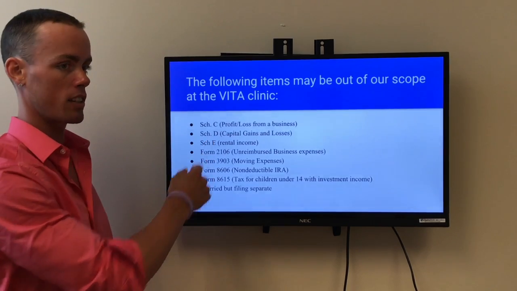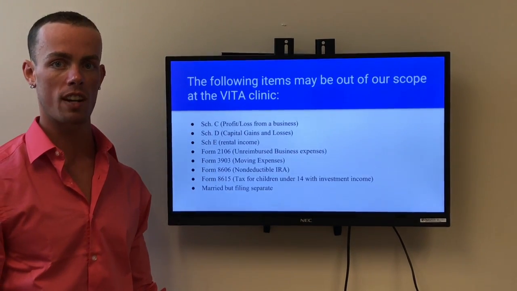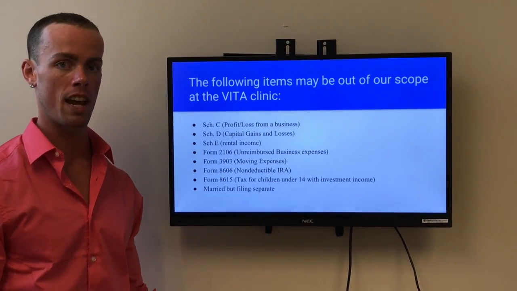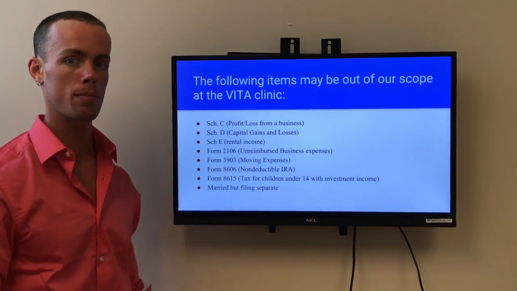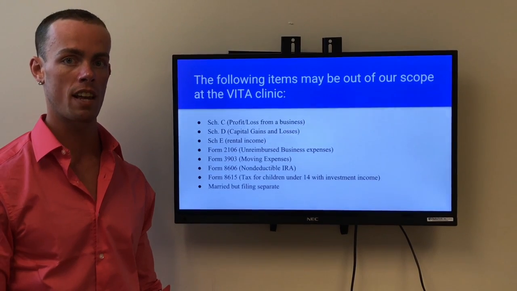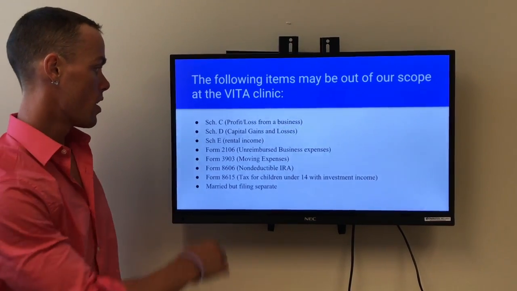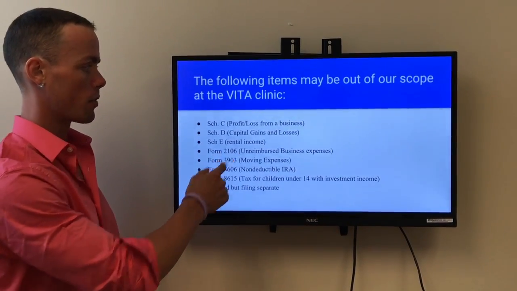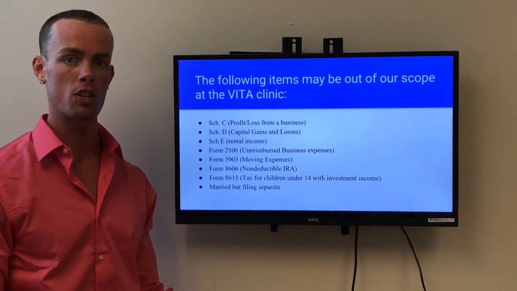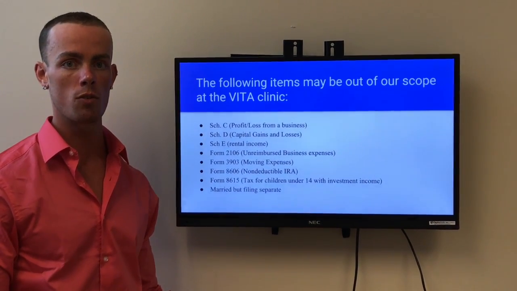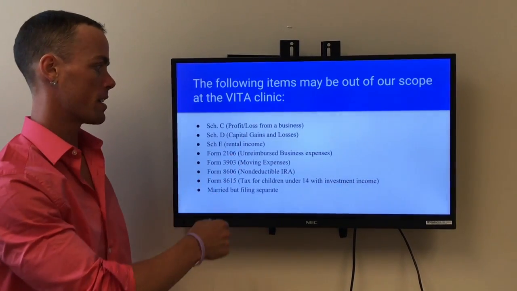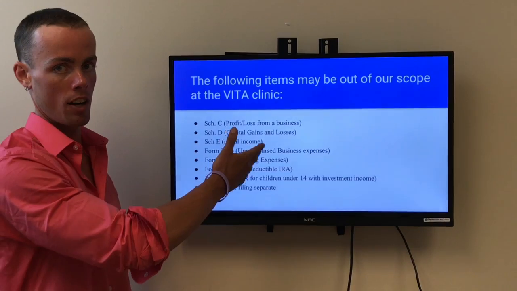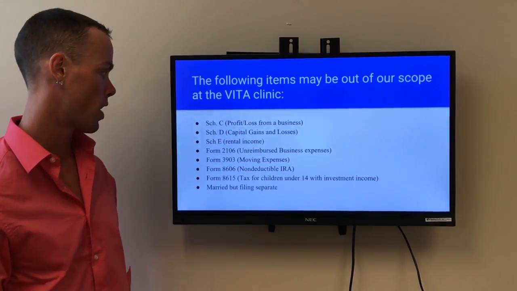Schedule D, capital gains and losses. So if they have a brokerage account and they're generating a lot of capital gains, that's something that we cannot do as well. Schedule E, rental income. So if they have a rental property, once again, that's out of scope of the VITA clinic. Form 2106 for unreimbursed business expenses. Like we just mentioned before, we're not allowed to do any clients that need a Schedule C, which is profit or loss from a business. So in addition, we cannot cover anything that has business expenses as well.